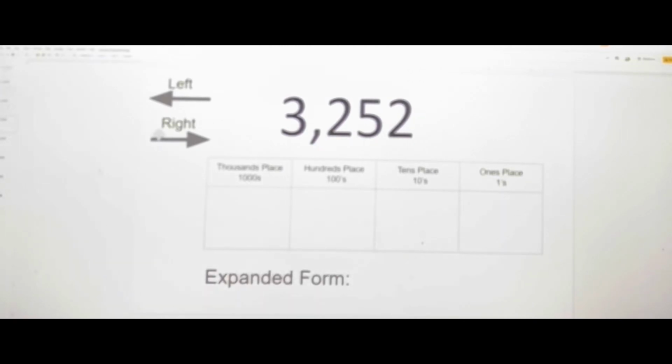So I always start off by identifying the ones place, and the digit in the ones place is always the digit all the way to the right. And again, if you're unsure of your right and your left, that's why we have the arrows. The arrow pointing this way goes left, the arrow pointing that way goes right. So going right, the digit farthest to the right is a 2. So the digit in the ones place is 2.